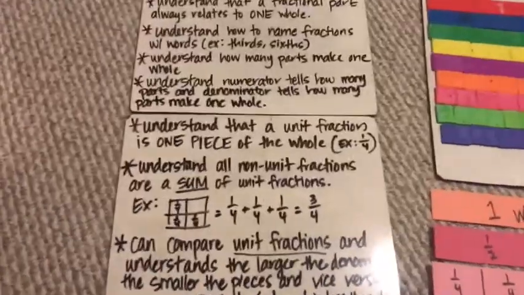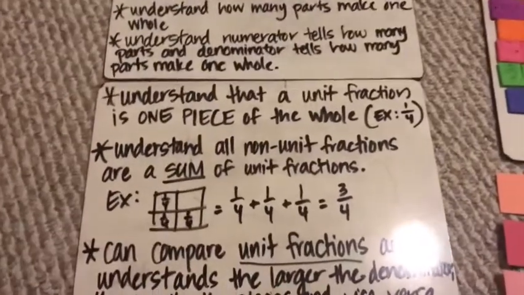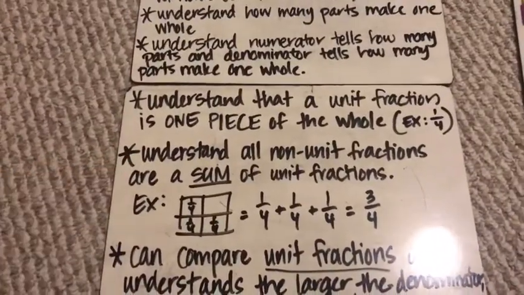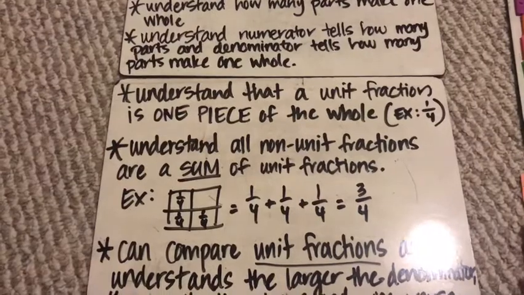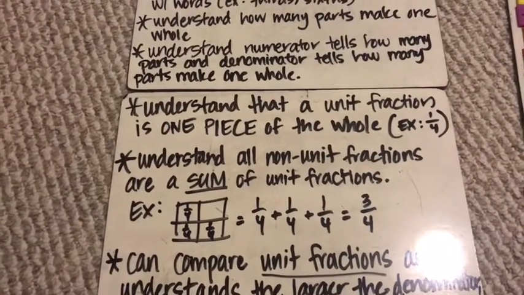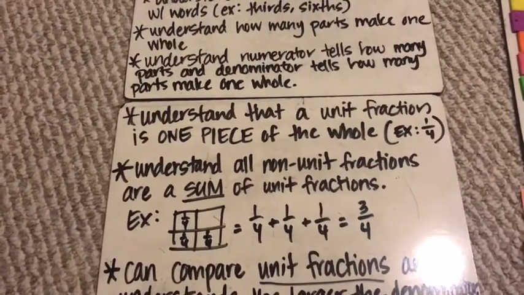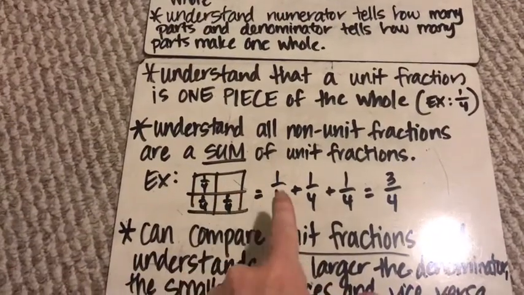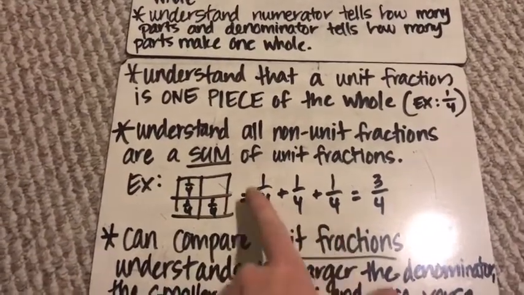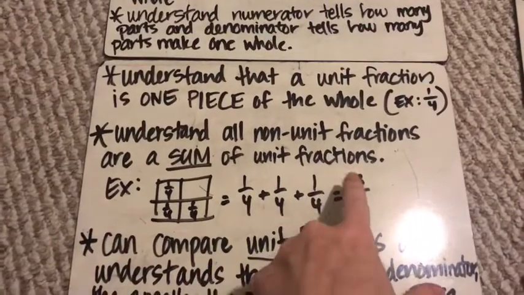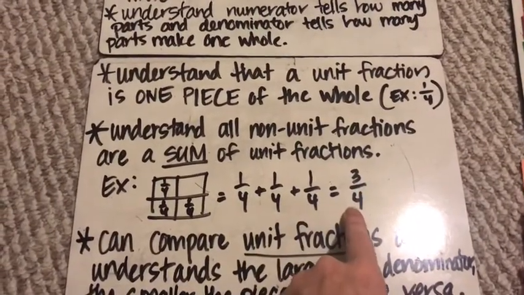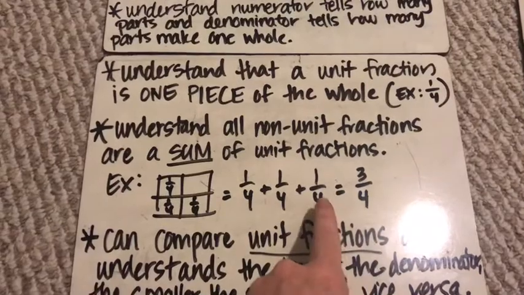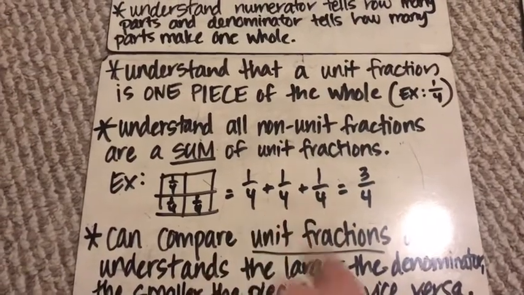And then after they understand that unit fraction, we want them to understand that all non-unit fractions are a sum of their unit fractions. Sum meaning I put those unit fractions together and that would together get me a non-unit fraction. So for example, 3 1/4, 1/4 plus 1/4 plus 1/4, if I get the sum of these, that's going to give me 3/4. But we want students to understand that 3/4 is the same as 3 1/4.